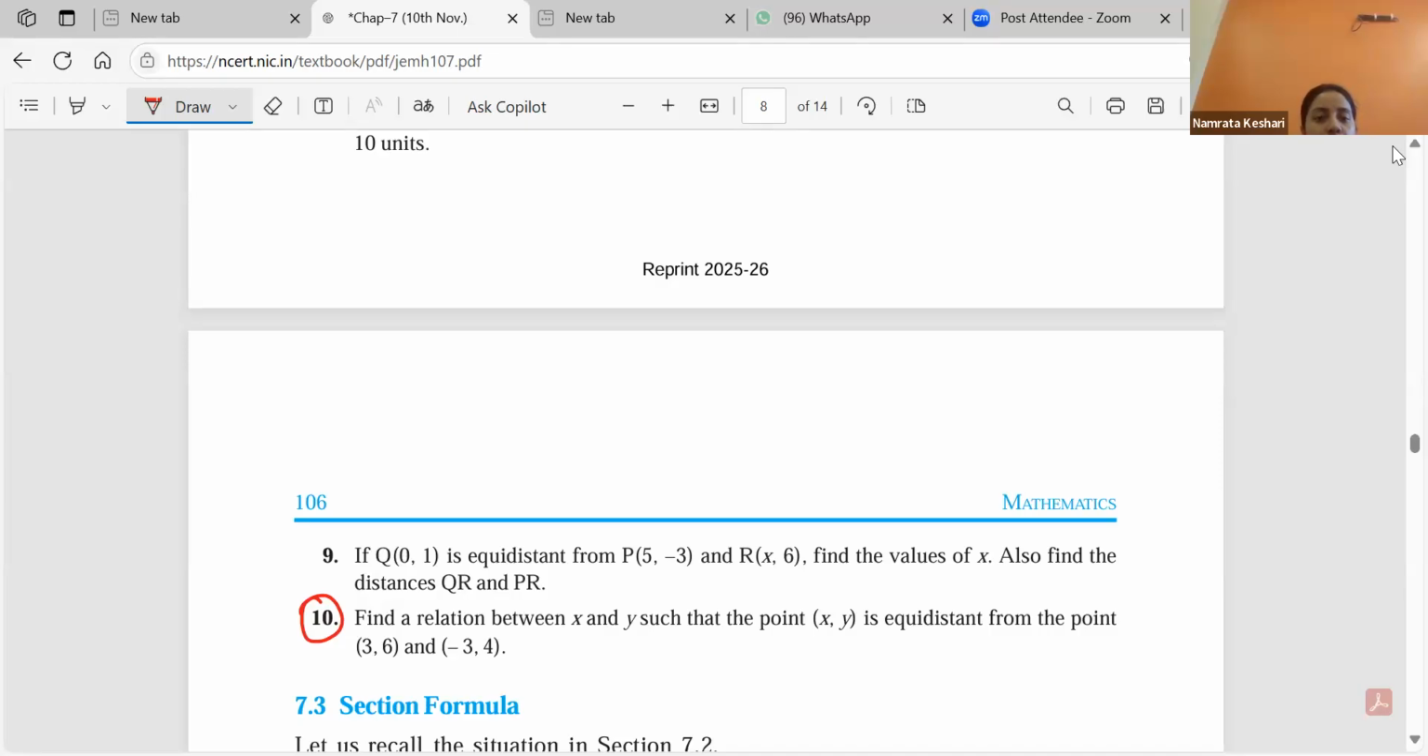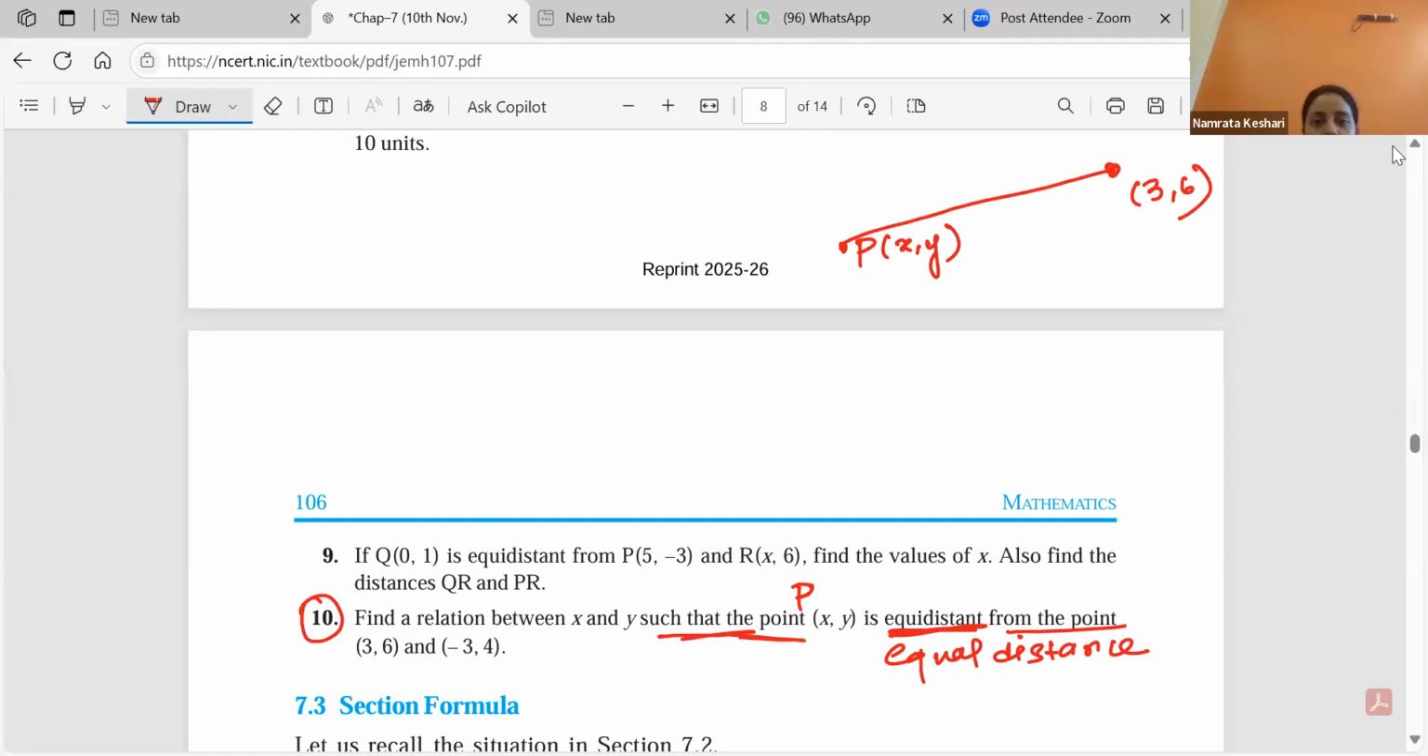You have to find the relation between x and y such that this point, let's call it P, there is a point P, is equidistant. Equidistant means maintaining equal distance from this point. So P is maintaining equal distance from this (3, 6) and also (-3, 4). Are you getting it? Suppose you are calling it A, you are calling it B, that means the distance between P and A is the same as the distance between P and B.